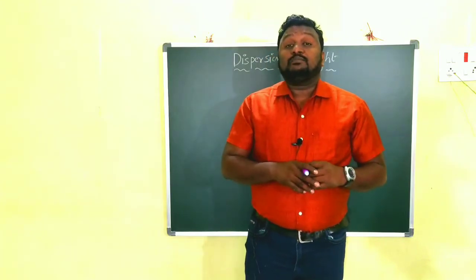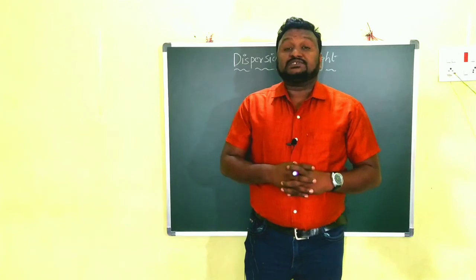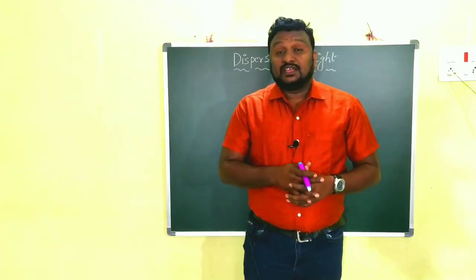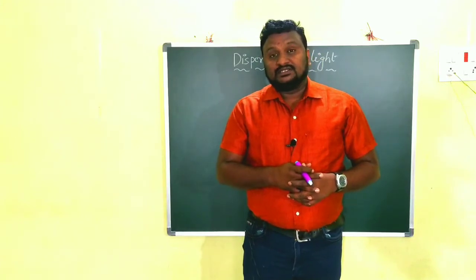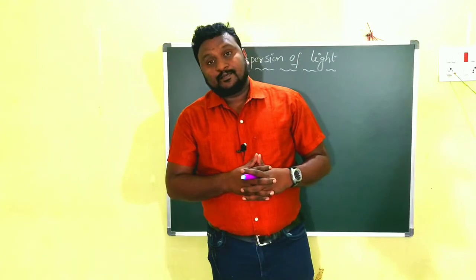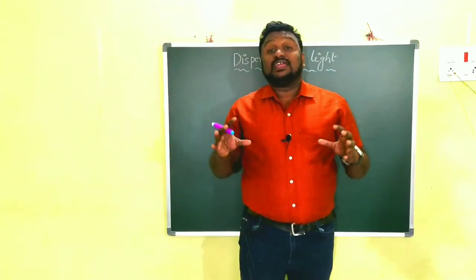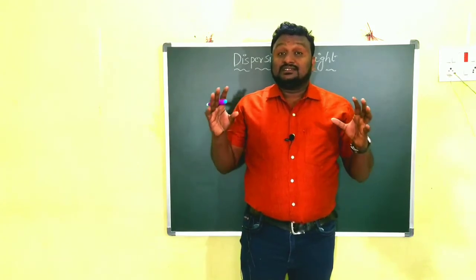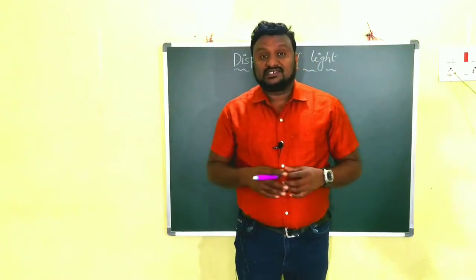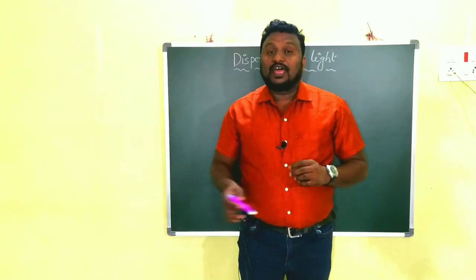Dispersion of light means when white light passes through any transparent material, that white light splits into a number of colors. That phenomenon is called dispersion of light.